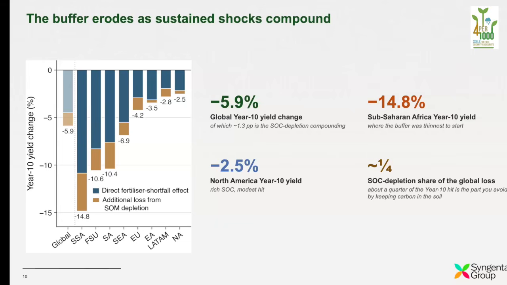The buffer is meaningful in points of yield, but we really need to focus on the margin hit, because that's where farmers feel it. So the compounding effect over many years of a suppressed nitrogen supply would be detrimental to soil organic carbon in all regions, and especially in those regions on the left of the graph there.